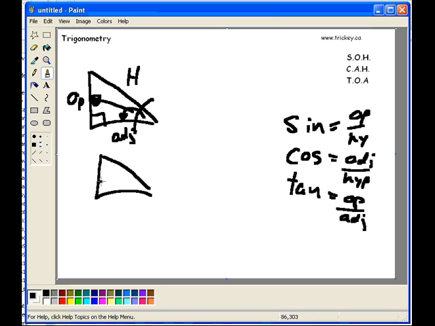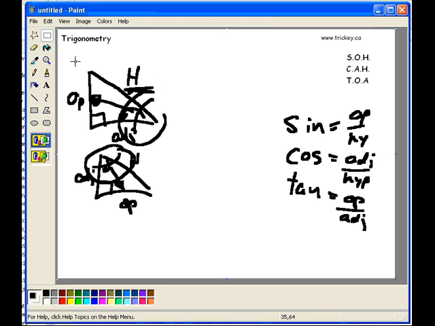Now, if I had the same triangle, there's my hypotenuse, but this time I'm looking at the angle from this end, all of a sudden my bottom side becomes my opposite, and my left side becomes my adjacent. So depending upon where the angle is located, your opposite and adjacent will change. Your hypotenuse, however, is always the same.